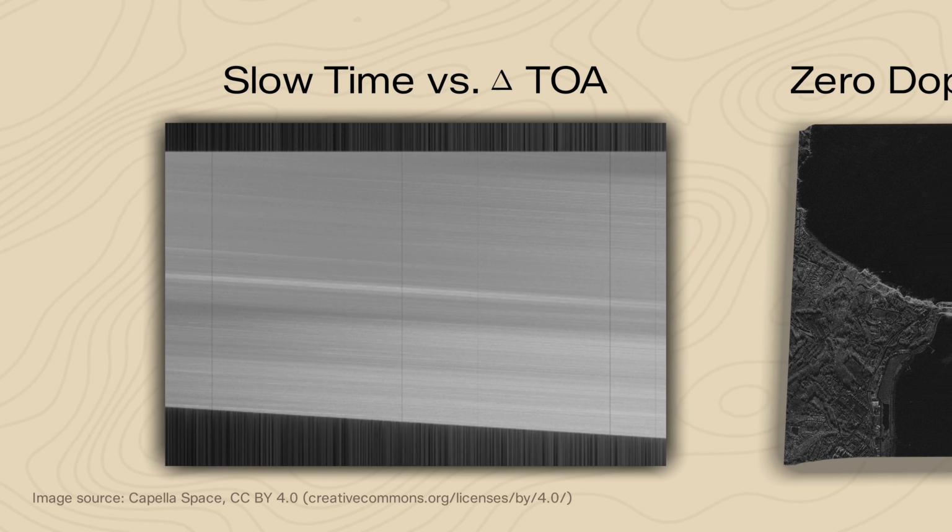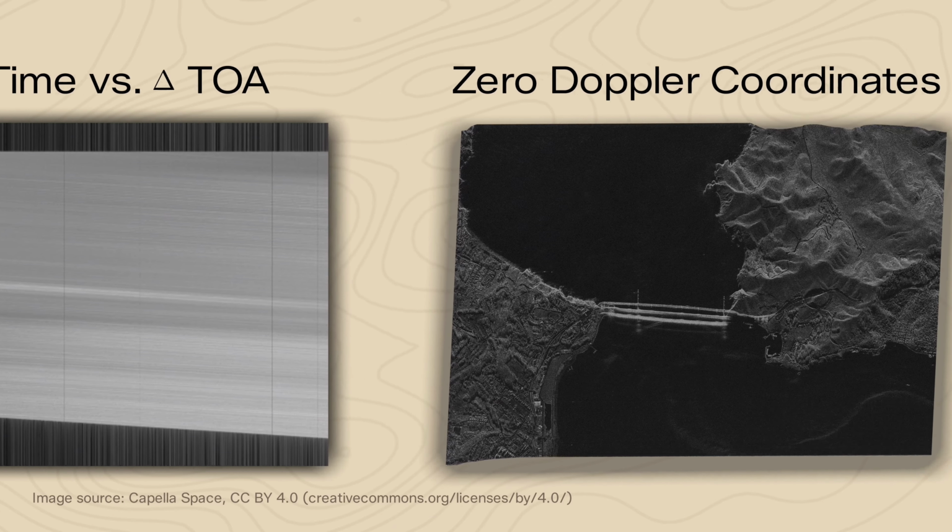To get an interpretable image, we can project the image to so-called zero Doppler coordinates using something like the range migration algorithm or back projection.